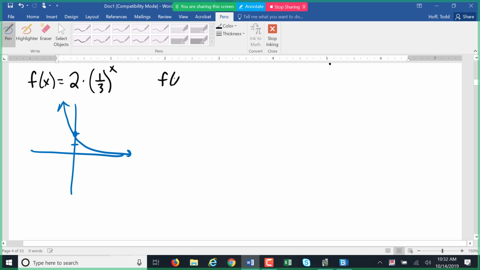If I have f of x equals negative 2 times 1/3 to the power of x, that's going to have the same effect, only it's going to also reflect it around the x-axis to give us that graph.